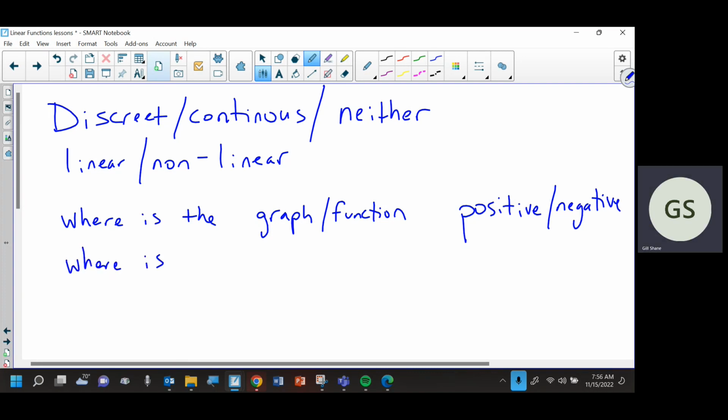Actually, there's 3 more sections. It's all the same. If you don't know what this means, I'm just repeating whatever's above. So where is the graph slash function? And then we did increasing, decreasing.